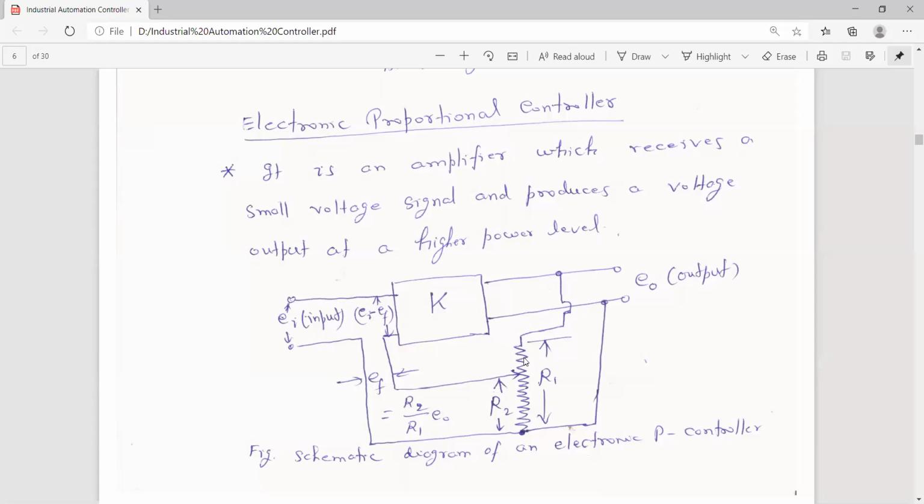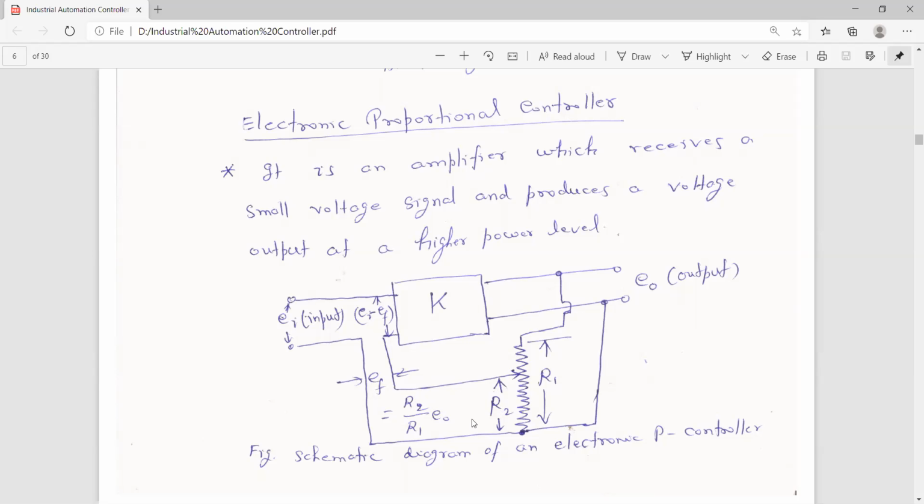So here K is the amplifier gain. The output is denoted by E0, and the input is denoted by EI. There are two signals here, because EI is the input and EF is the feedback signal. So there is a difference: EI minus EF becomes the input of the amplifier. Whatever the output is, it is applied to a potentiometer where the total value is R1, and R2 is the variable one, because this position is going to be changed.